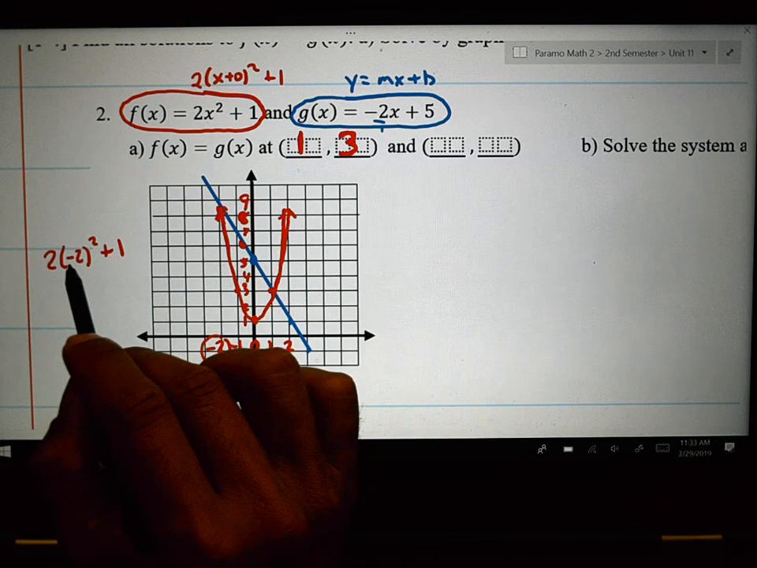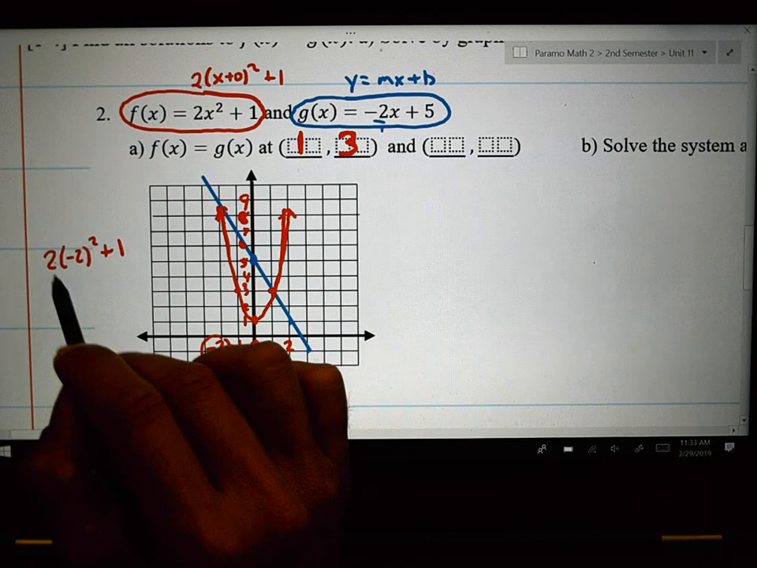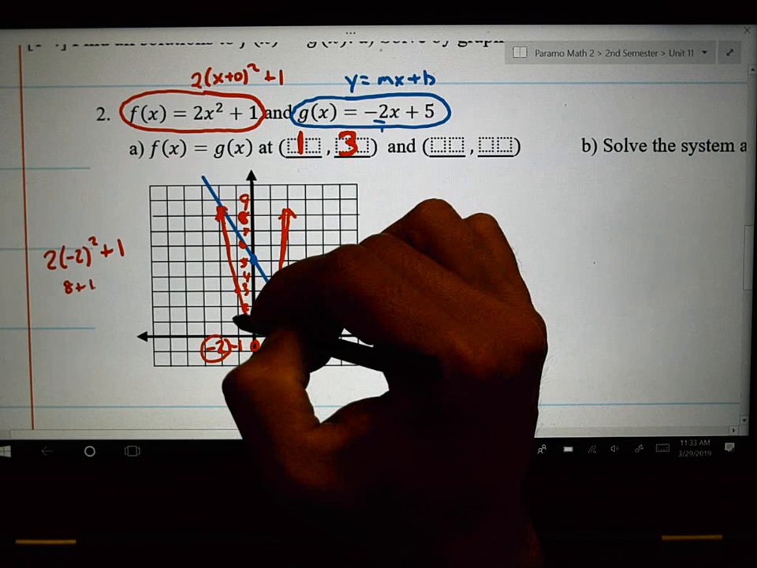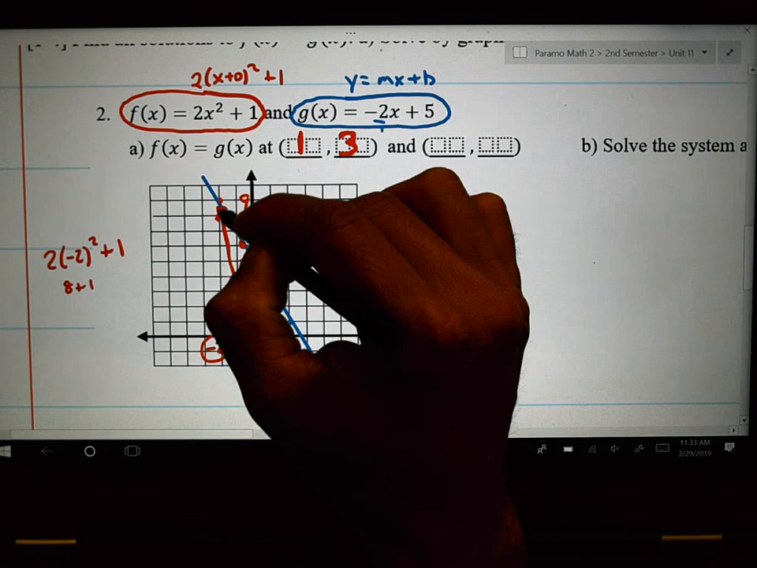-2 is where? 2 times 2 is 4, times 2 is 8, plus 1. It's actually supposed to go through 9, right there, 9.